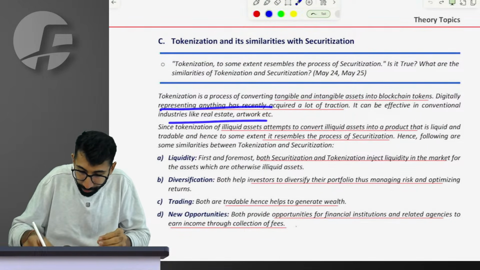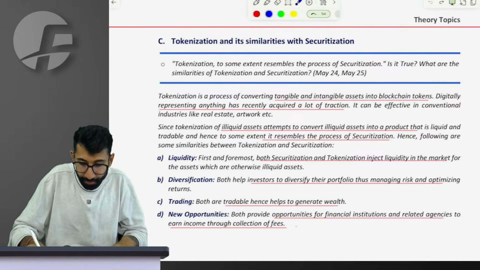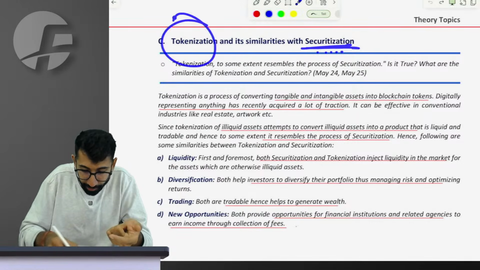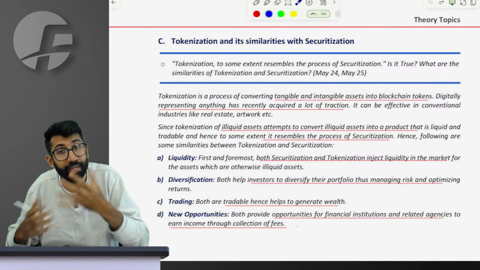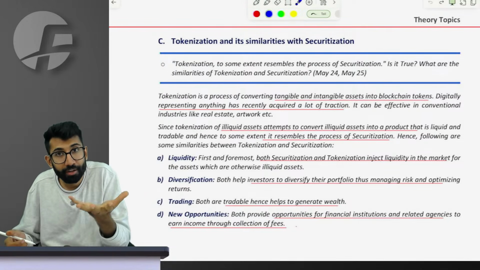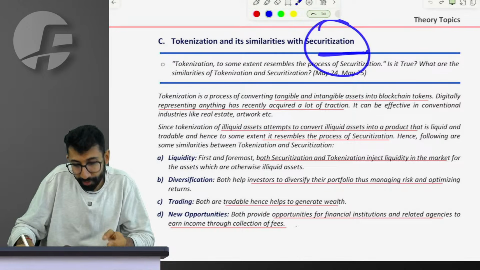How is it related to securitization? Really simple, sir. Now, when I say tokenization, it is related to blockchain because when the trading of tokenization tokens is recorded through the blockchain, it involves blockchain technology. And how is it related to securitization?